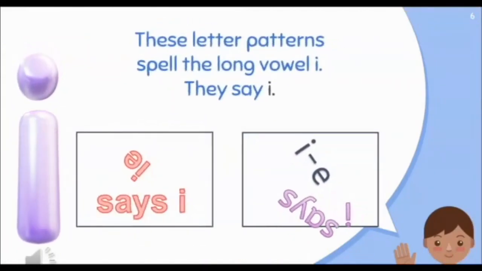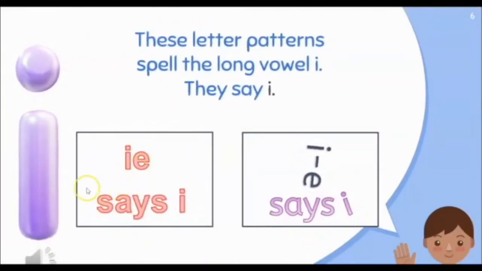These letter patterns spell the long vowel I. They say I. I, silent E, says I. I, consonant, silent E, says I.